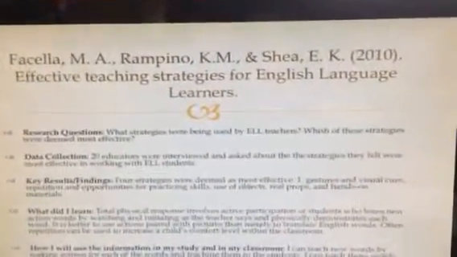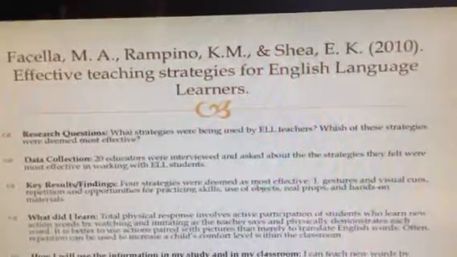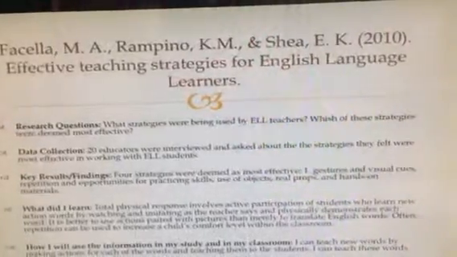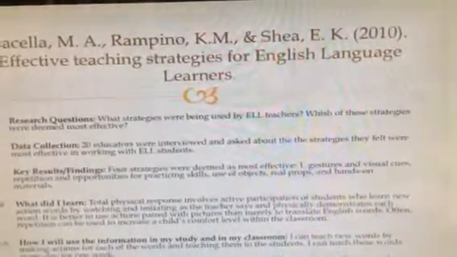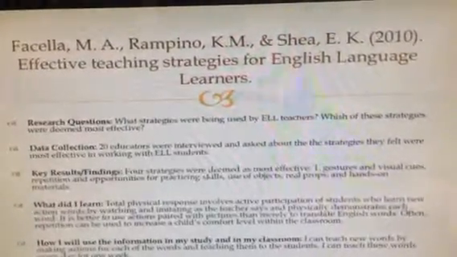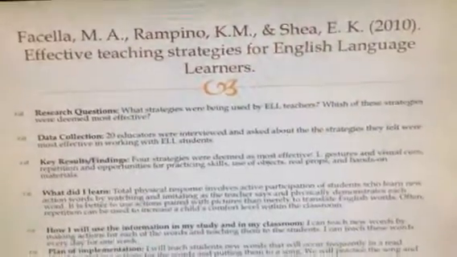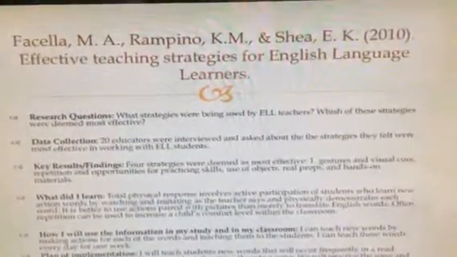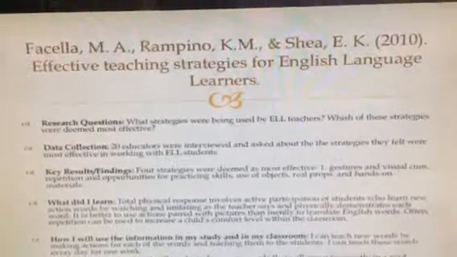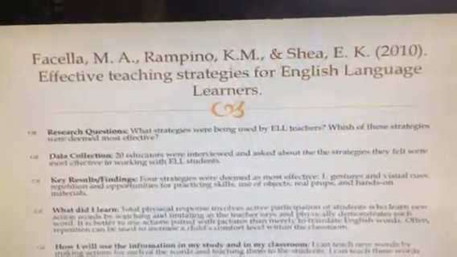The final article that I read asked, what strategies were being used by ELL teachers? Which of these strategies were deemed most effective? 20 educators were interviewed and asked about the strategies that they felt were most effective in working with ELL students. Key findings included that 4 strategies were deemed as most effective: gestures and visual cues, repetition and opportunities for practicing skills, use of objects, real props, and hands-on materials.